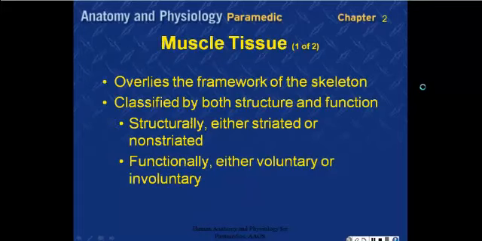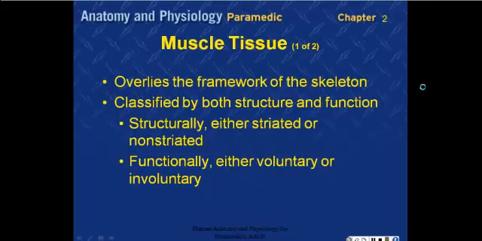The third type of tissue is muscle tissue. It overlies the framework of the skeleton. It's classified by both structure and function. If we're looking structurally, then muscle can be classified as either striated or non-striated.